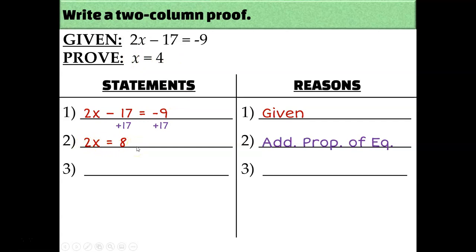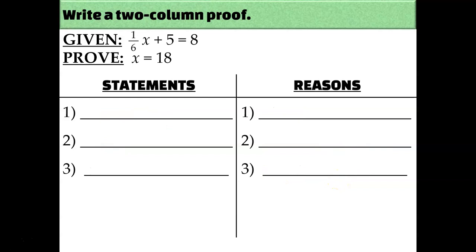So the last thing I need to do is divide both sides by 2, so that I can get x totally alone, and yeah, x equals 4. Looks like I proved it correctly. But I still have to give my reason for why I was able to get from 2x equals 8 to x equals 4, and that answer would be the division property of equality.